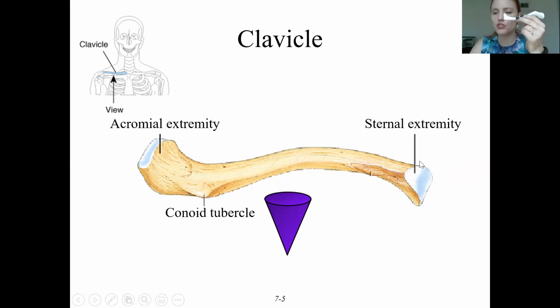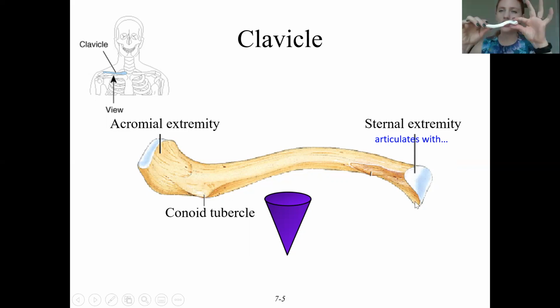That would be the sternal end, and the sternal end is going to articulate with the sternum, specifically the clavicular notch of the manubrium of the sternum. Okay, so that is the clavicular notch right there. That's what the clavicle will articulate with. So that will be the side that has this blunt, square end here.